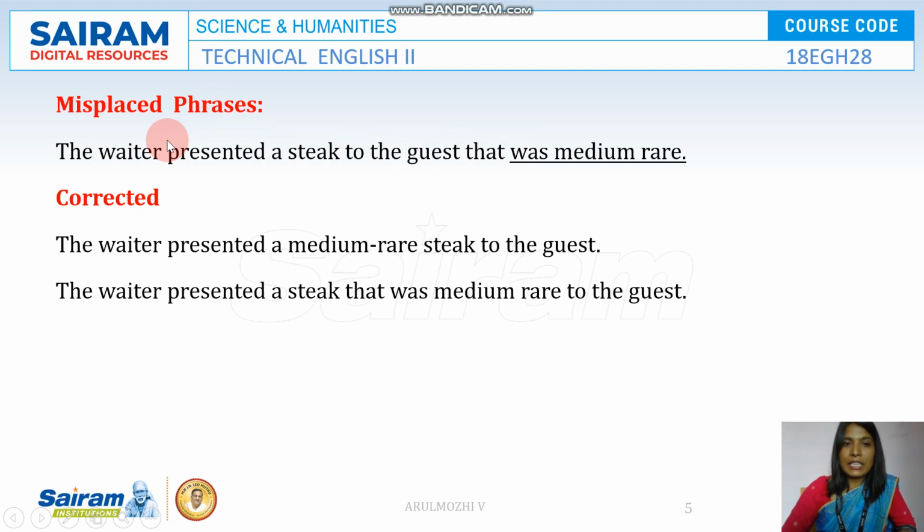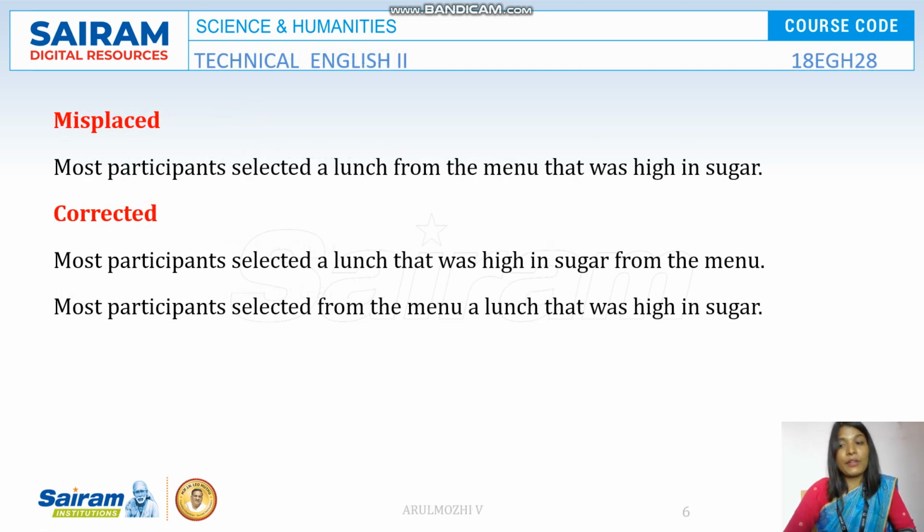We have three nouns here: the waiter, a steak, and the guest. Among these three, which one is described by medium rare? Is it the guest? No. Medium rare describes the steak, so it should be placed immediately after the steak, not apart from the steak. As it is a phrase, it can be placed before or after the steak. "The waiter presented a medium rare steak to the guest," or "The waiter presented a steak that was medium rare to the guest." This is the correct way of presenting it.